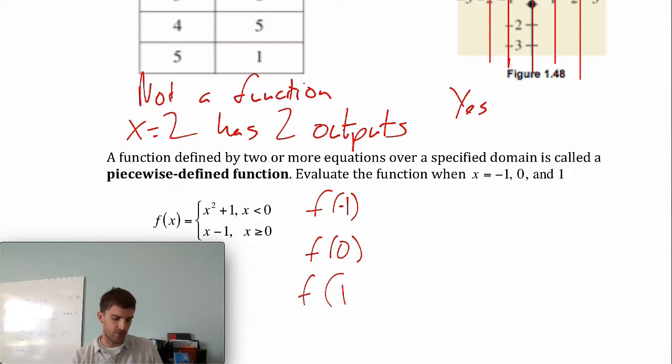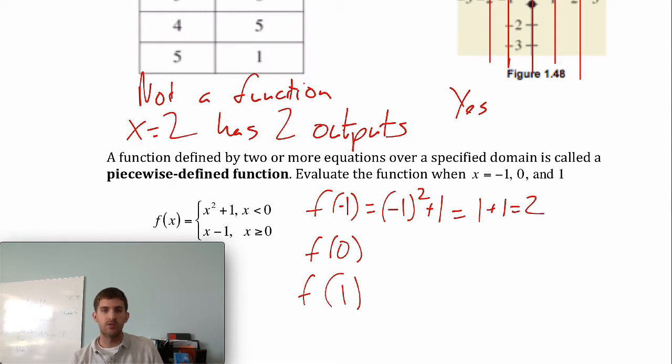So for the first one, where x equals -1, we're going to plug that into the first equation, pardon me, because x is less than 0. So it's (-1) squared plus 1. Again, put that in parentheses. (-1) squared is +1, and we're going to add that +1, giving us a grand total of 2.